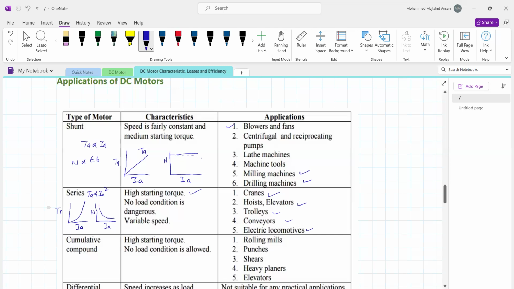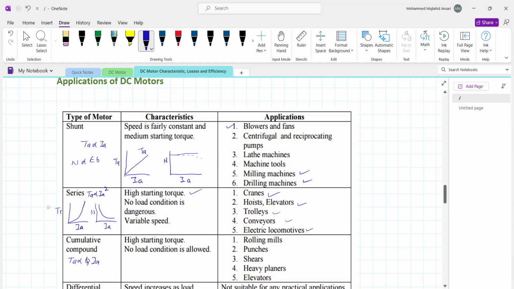The speed drops without increasing the armature current by an appreciable amount. Now, third is the cumulative compound motor. Higher starting torque. The reason is that torque is directly proportional to flux into armature current, and no load condition is allowed. Here, whatever limitations there are in the DC series motor, that limitation is going to be overcome because it is not a completely DC series motor. It is the combination of shunt and series.